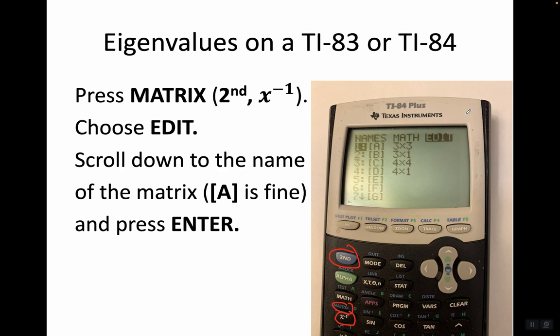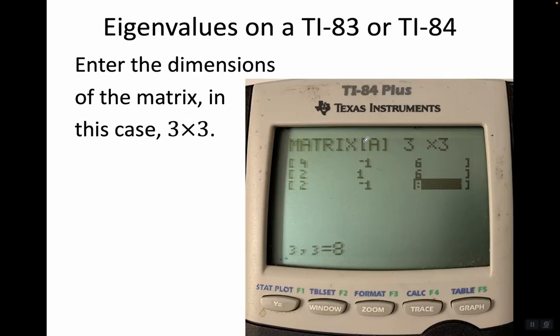And we need to choose edit, so use the right arrow and scroll over to edit, and then scroll down to the name of the matrix. I think A is fine, so we'll just go with that and press enter. Enter the dimensions of the matrix. In this case, it's a 3 by 3 matrix. Remember, rows by columns. 3 rows, 3 columns.